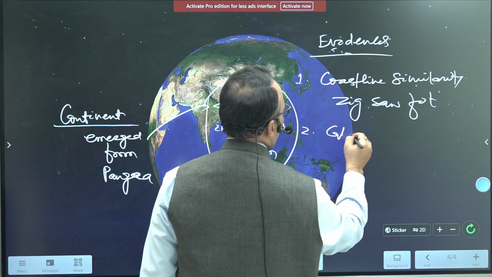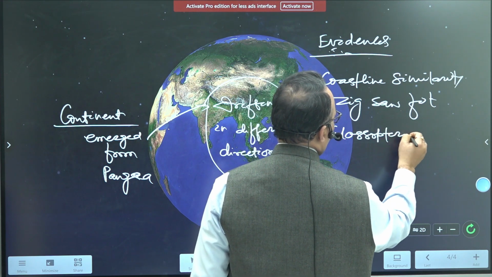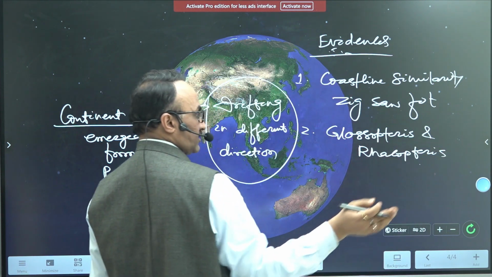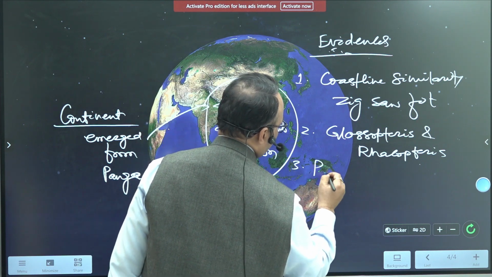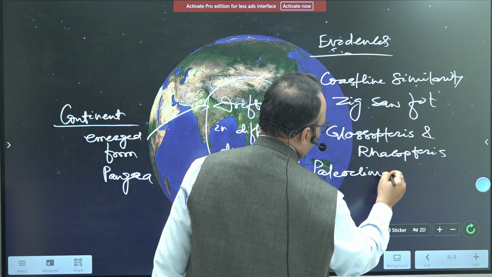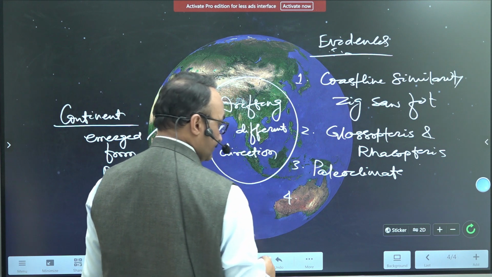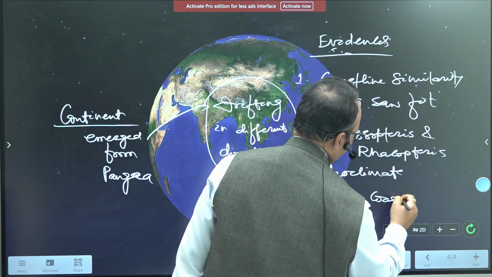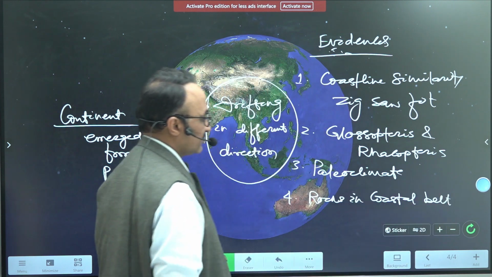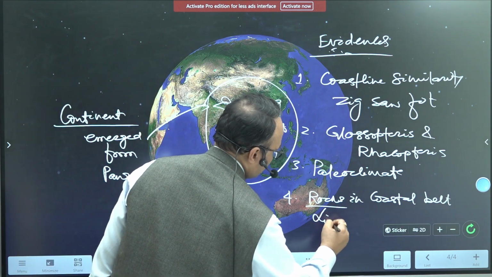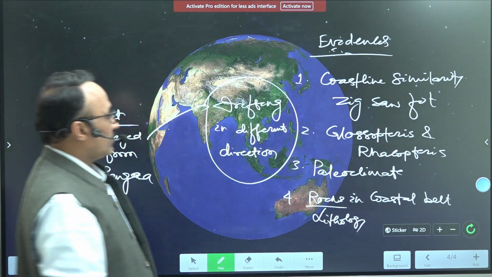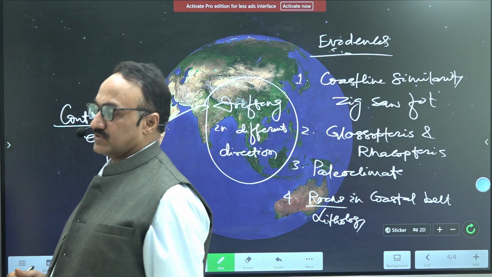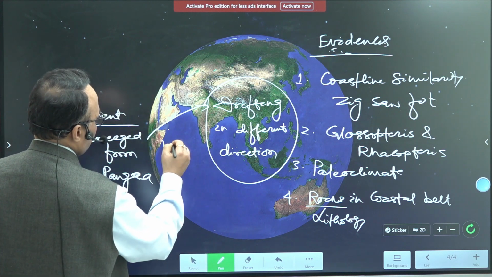Then he gave the evidence of Glossopteris flora, Glossopteris and Rhacopteris. He also gave the presence and distribution pattern of these two flora. Then he gave the evidence of paleoclimate. And lastly, he gave the distribution pattern of rocks in the coastal belt. So lithology, you can say, rock means lithology. On these four bases, he almost proved his theory that all the continents emerged from Pangaea and started drifting in different directions. All these presentations were there in 1912.